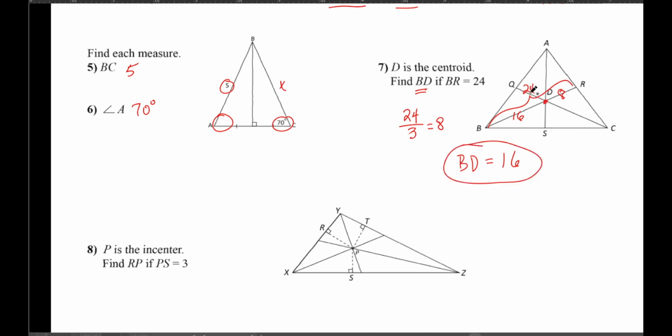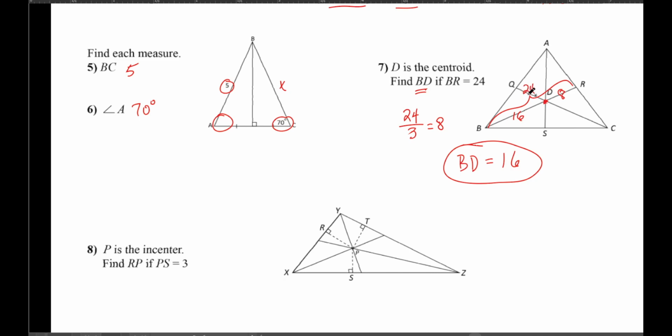And look, I'm going to give you a number that's divisible by 3. I'm not going to give you some weird number that you can't divide by 3 and get an ugly fraction. For instance, what's an easy number that's divisible by 3? Like 30? What if BR was 30? Then what's this going to be? 10. And what's this going to be? 20. Everybody got it?